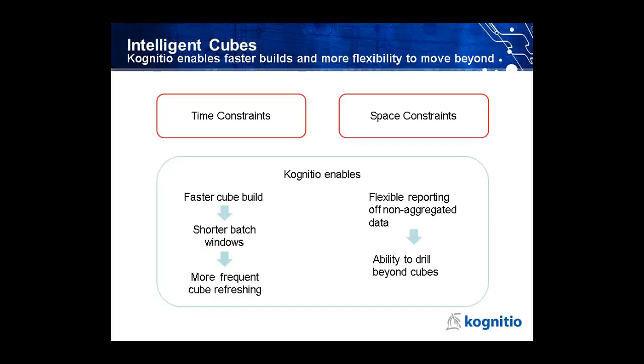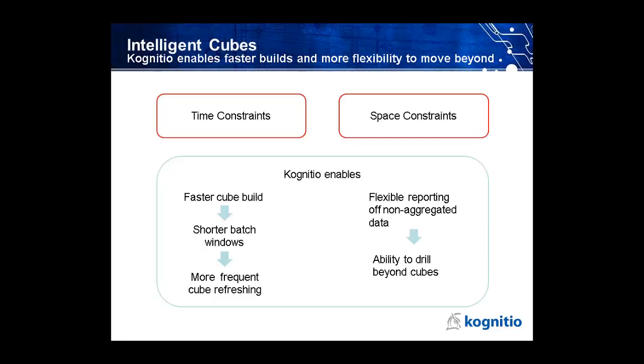So the other side of the intelligent cube constraint issue is one with space. As end users demand more details, they might demand more and more measures within their intelligent cube, or they might demand reporting over more and more attributes. The cubes start to grow so large that they actually become too large to cache comfortably.